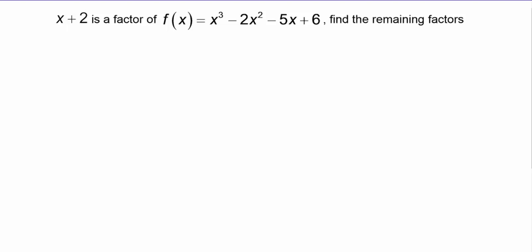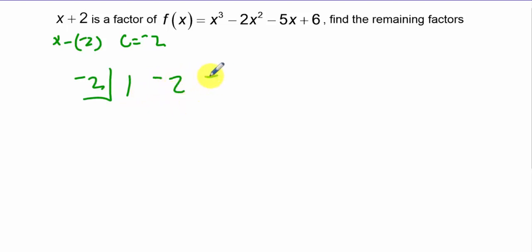Okay, now again, they're asking us in this problem, they tell us that x plus 2 is a factor, which means that it should go into this polynomial evenly, or with a remainder of 0, and we want to find the remaining factors. Well, let's take a look at what happens first. This is an x minus c form, so this is x minus a -2. So c is -2. Pop my c term here. I'll list the coefficients in descending powers of x. In this case, we have no missing powers of x, so there are no placeholders.